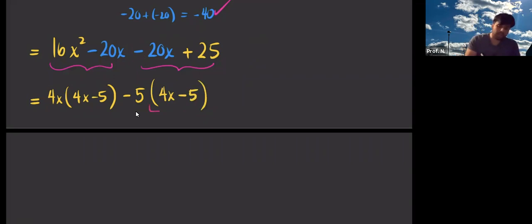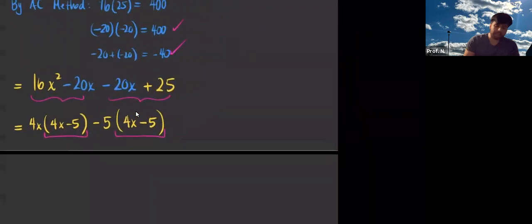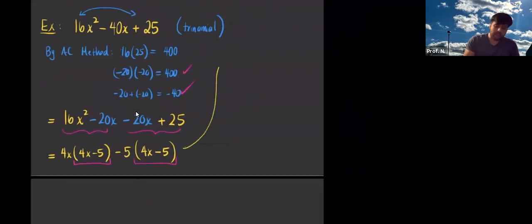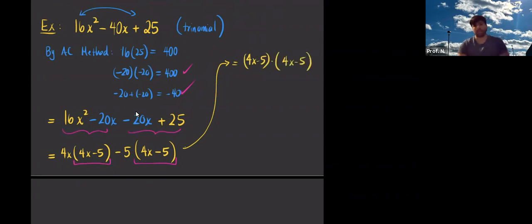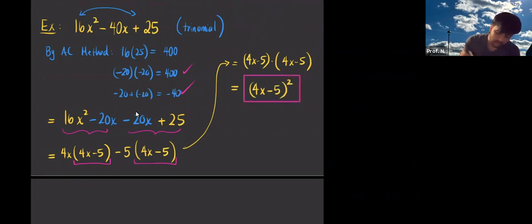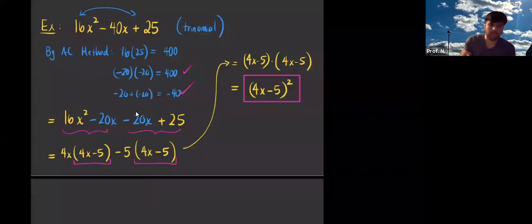And do you see, 4x minus 5 and 4x minus 5 are both the same. And then when I continue with factor by grouping, I get 4x minus 5 as I factor that out. But what's left is 4x minus 5 again. So I got 4x minus 5 times 4x minus 5. That becomes 4x minus 5 in parentheses squared. What did we just factor our trinomial into? We factored it into a square of a binomial.